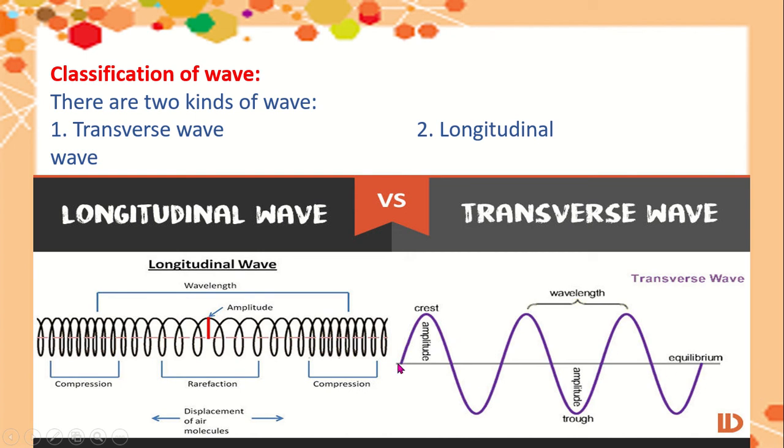And when the wave moves from here to here, it completes one vibration. So we are seeing here three vibrations, because here to here one, here to here another one, and here to here another one. So here three vibrations are shown.